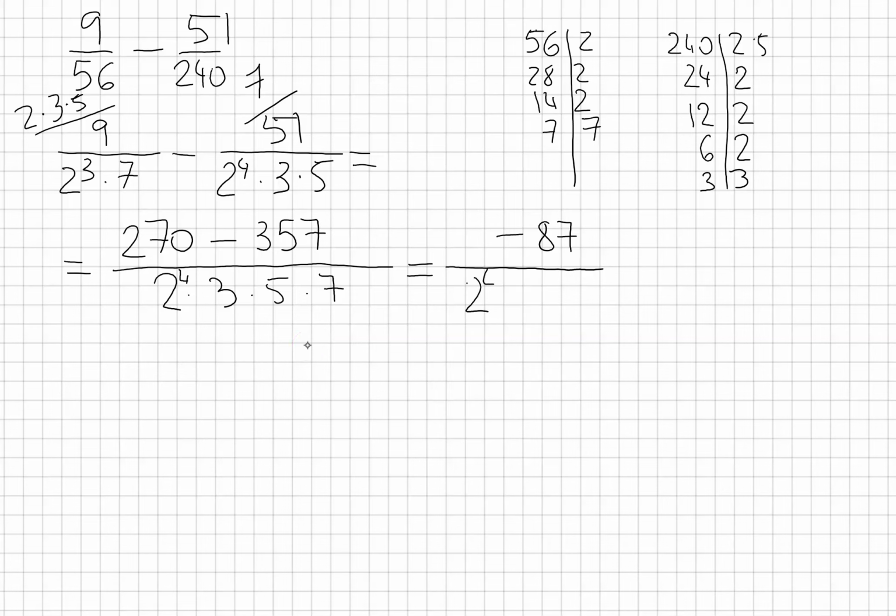Why? Because what's the next step here? It would be to simplify. So these are the prime factors, and we try to see if 87 is divisible by any of them. Is 87 divisible by 2? No. By 3? 8 plus 7 is 15. Perfect, so I can divide it by 3. So it equals minus 87 divided by 3, which is 29, over 2 to the 4 times 5 times 7. 29 is a prime number, so I won't bother checking if we can still simplify it.